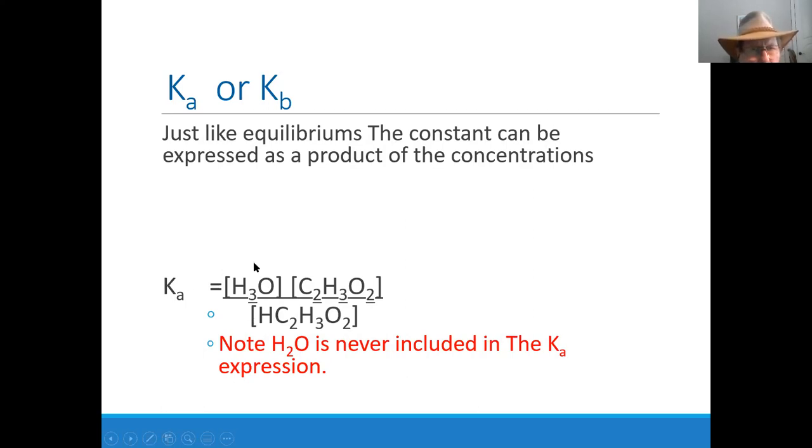concentration of H3O is high, I have a high Ka. And if the concentration of H3O is high, that means I have a stronger acid. Ka can be equated to the strength of the acid. The bigger the Ka, the more H3O I have, and the stronger the acid.